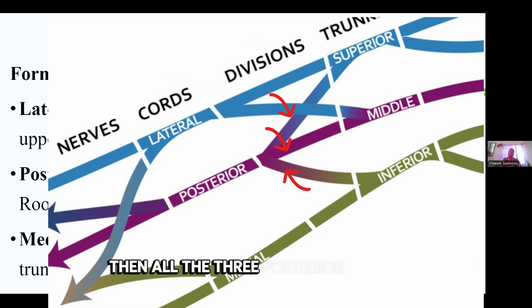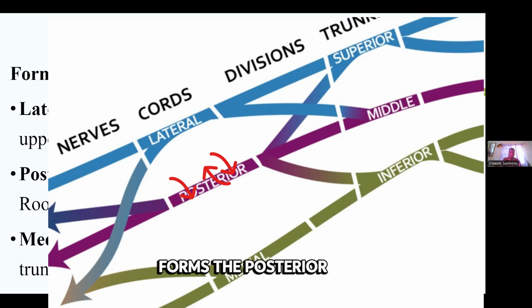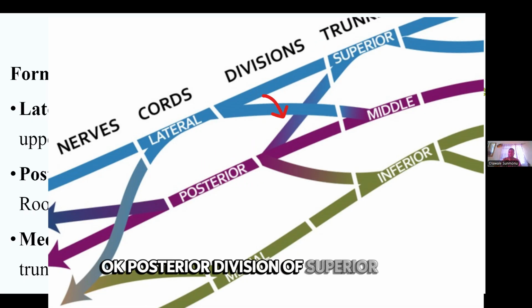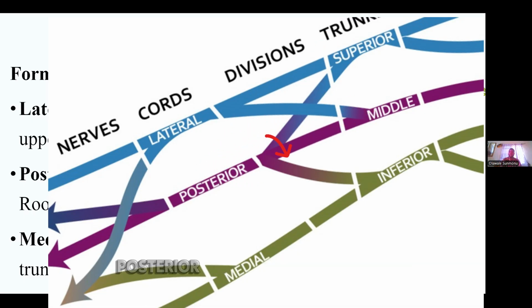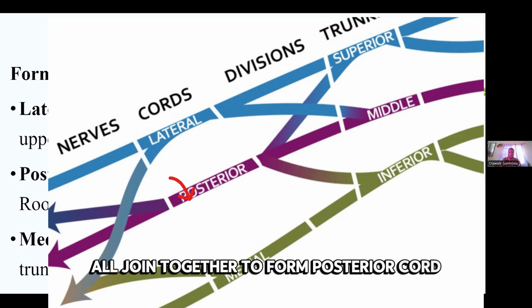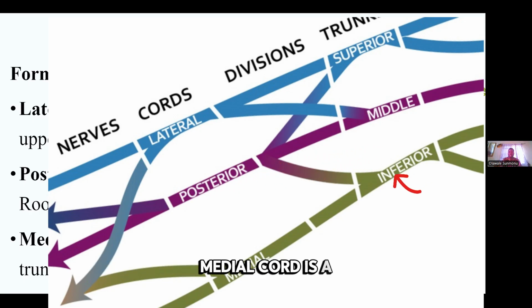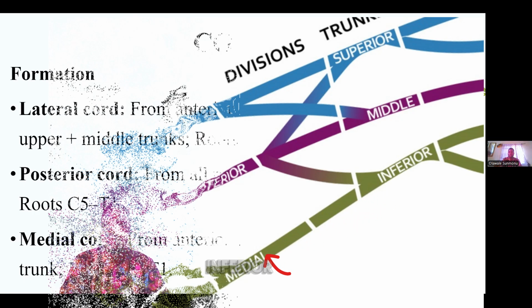Then all the 3 posterior divisions form the posterior cord. Posterior division of superior trunk, posterior division of middle trunk, posterior division of inferior trunk, all join together to form the posterior cord. All right, the medial cord is a continuation of the anterior division of the inferior trunk.